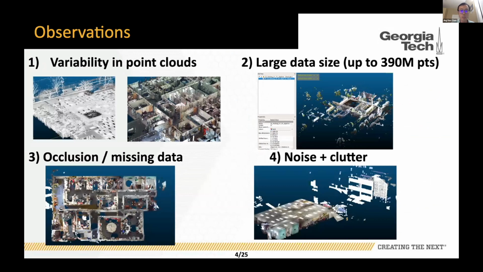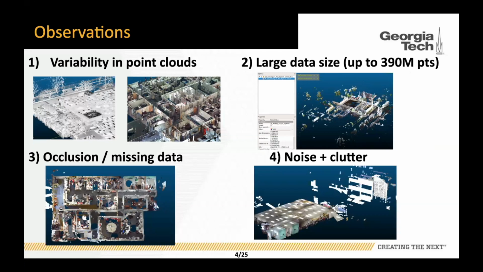First of all, we see a lot of variability in the point cloud data. Some have color information, some are just in grayscale. There's also the problem of the large data size. One of the point clouds has up to 390 million points. So processing these point cloud data is also a challenging task.